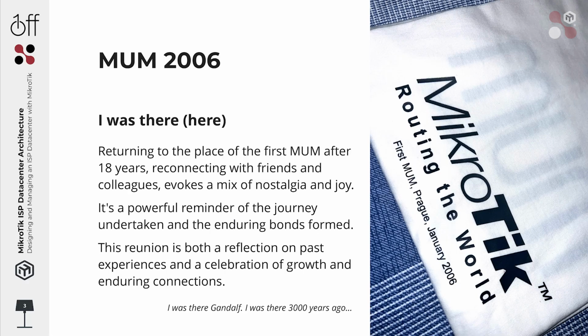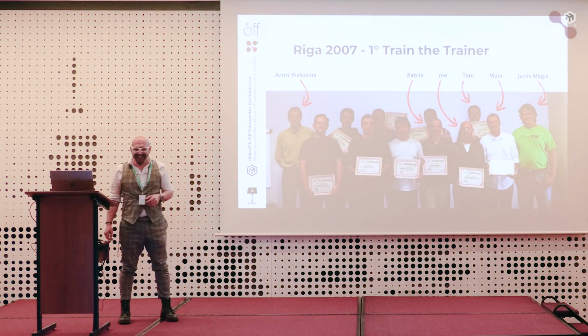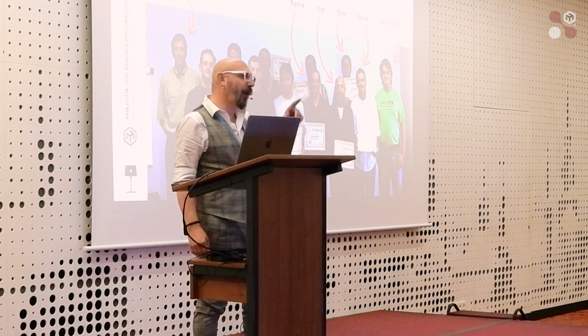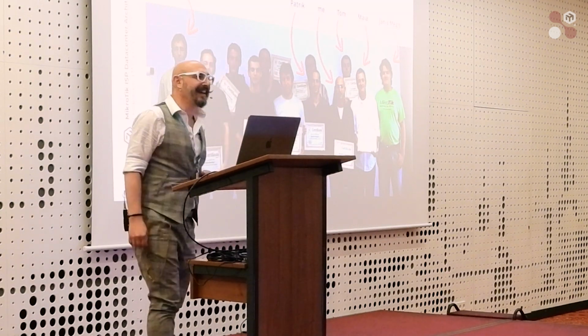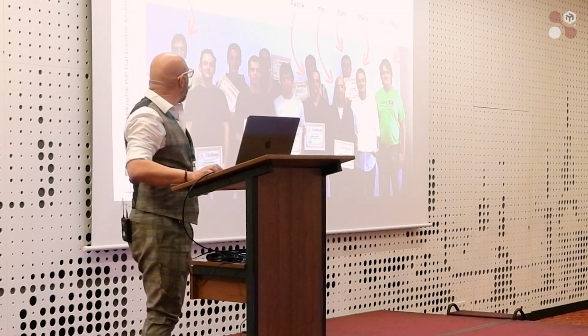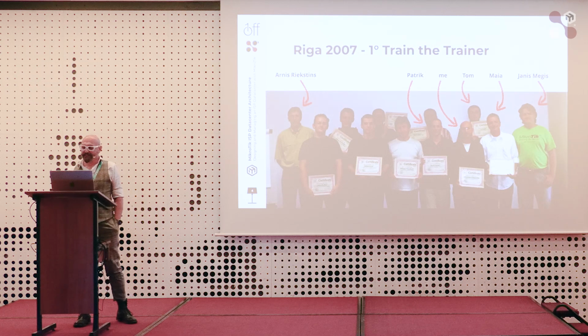This is my T-shirt of the event, and this is my training class. As you can see, we have some very important people here: Arnis, the CTO of MikroTik, Janis on the right, Maija, maybe some of you know him, and Tom and Patrick, who was in my class. They gave the presentation before me. And I'm in the middle there.